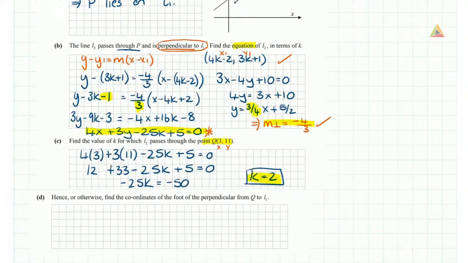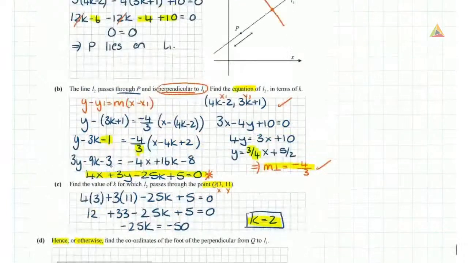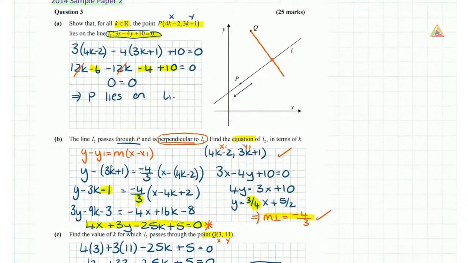And part D, hence or otherwise. Hence normally means that you use your answer to the previous part, or otherwise we can do it in another way. Find the coordinates of the foot of the perpendicular from Q to L1. So if we look at it, there's the perpendicular from Q to L1, and we're looking for the coordinates of that point right there.